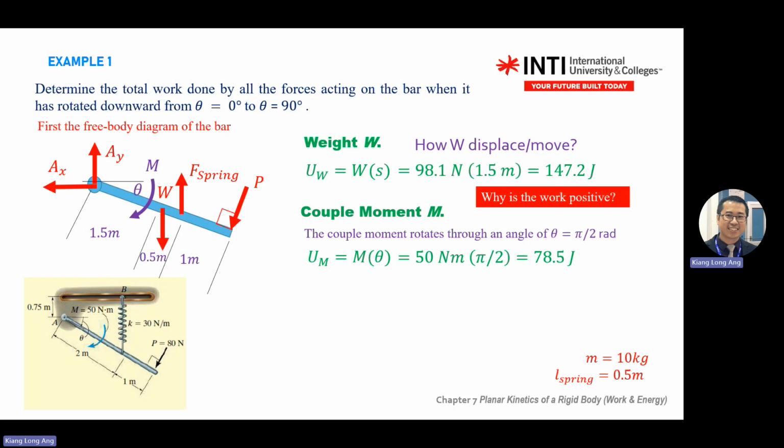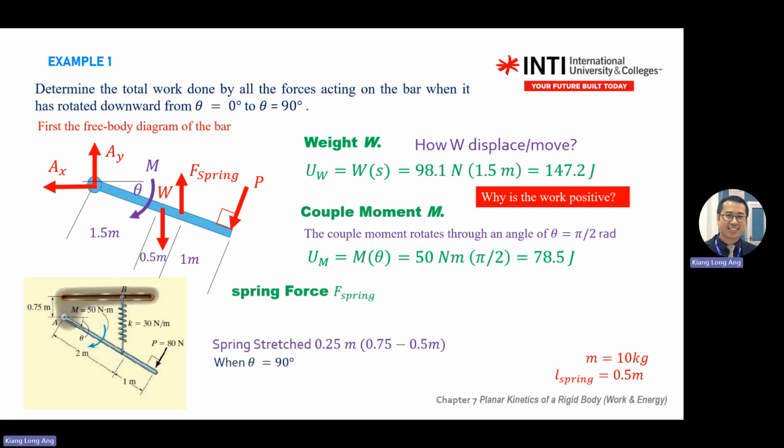This one just put a mark in your revision note there. This one is radian. So you put your work done by moment is a radian, right? Get something. Spring also. You have one spring there.